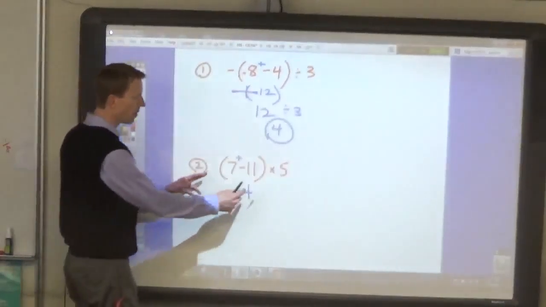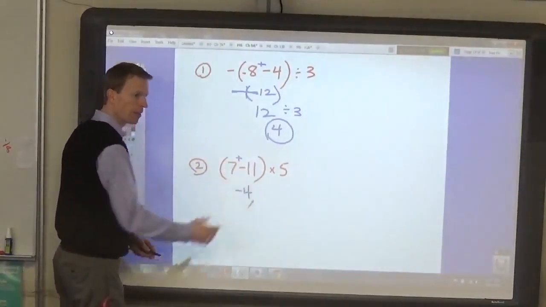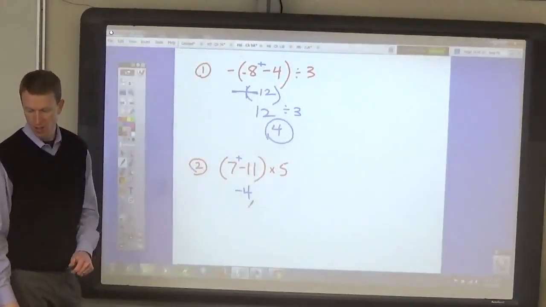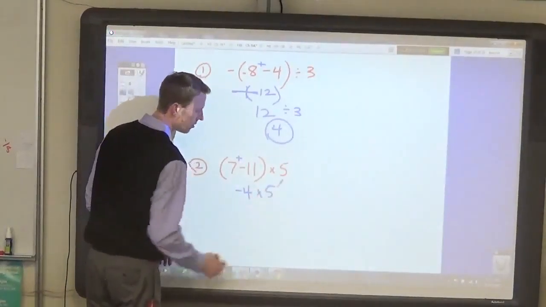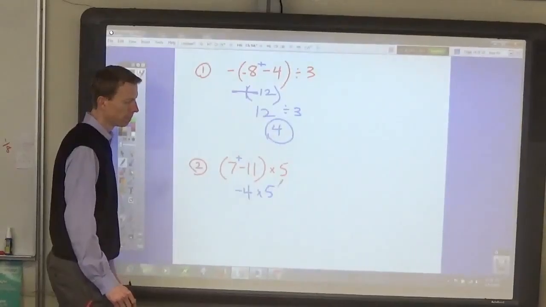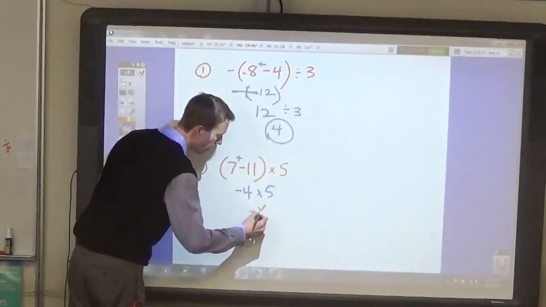We worked inside the parentheses first. We did subtraction, but that's because it's in the parentheses first. Okay? Then, do the times. Negative 4 times 5 is negative 20.